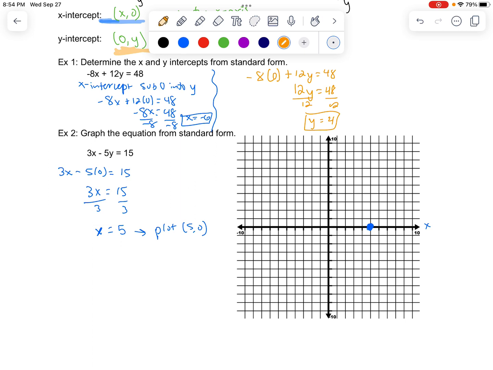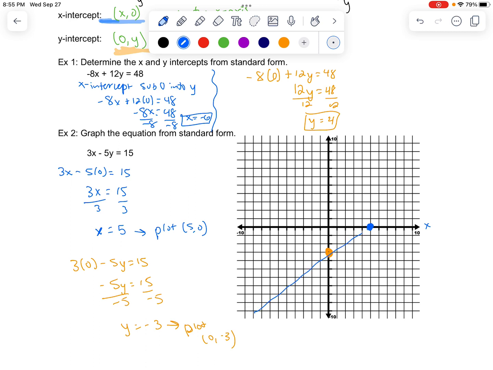Now I'm going to do the same thing, but with the y. So 3 times 0 minus 5y equals 15. 3 times 0 is gone. Remember to drop that negative. So I have negative 5y equals 15. Divide by negative 5. Y equals negative 3. So now I plot 0, negative 3. There is my y-intercept. And as you can guess, your last step here is to connect.